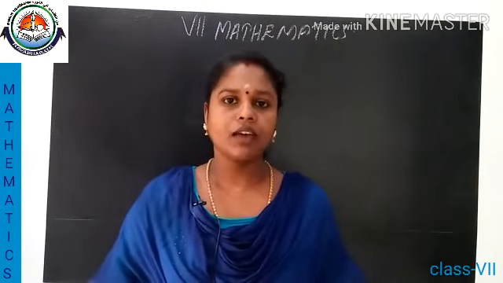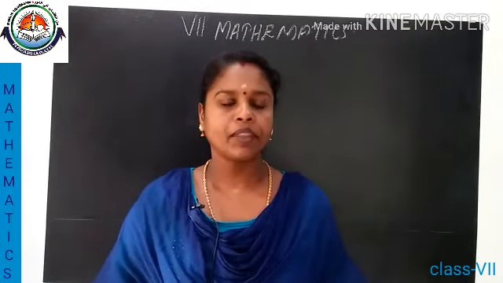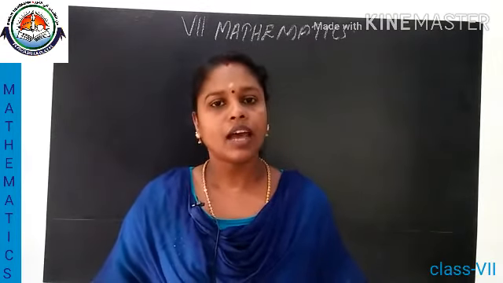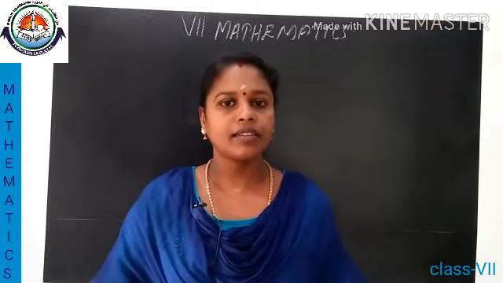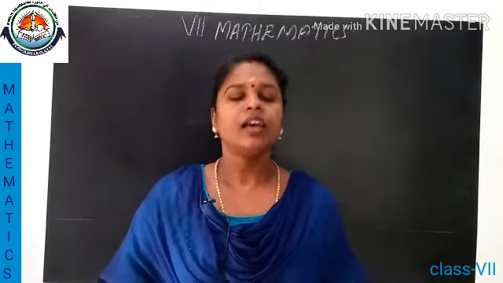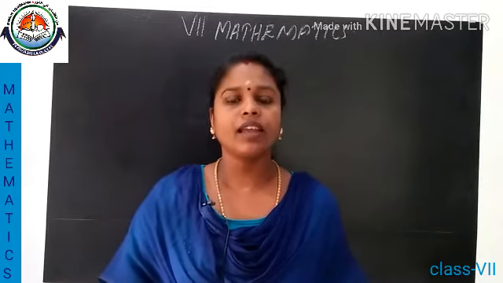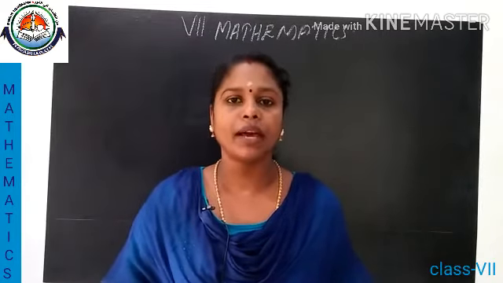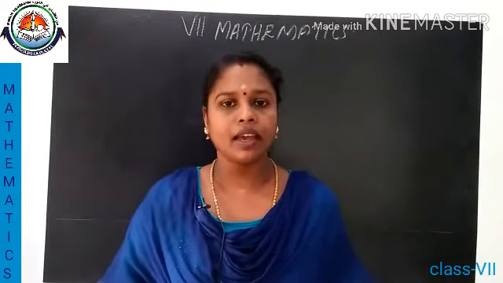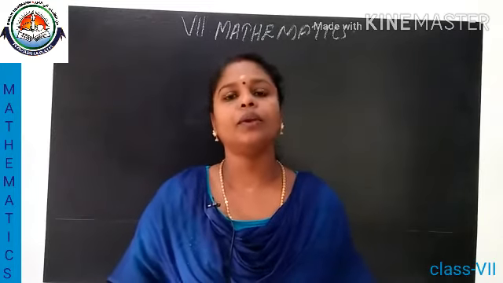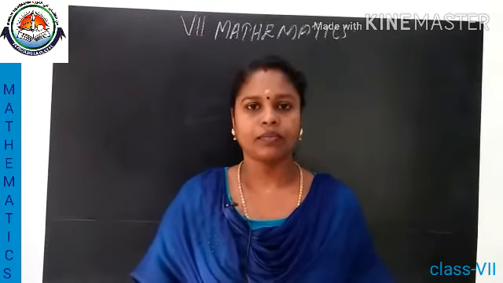Do you know what we have discussed in the last class? We have discussed rational numbers. Do you know what rational numbers are? Yes, rational numbers are numbers we can express in the form of a by b, where a and b are integers, b not equal to 0.